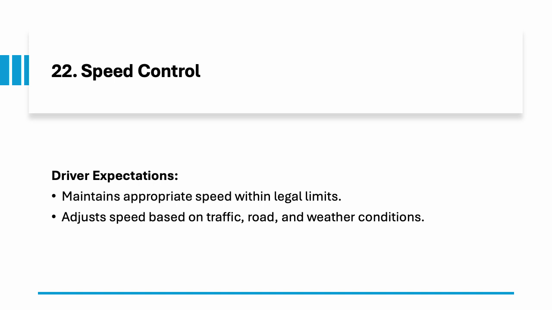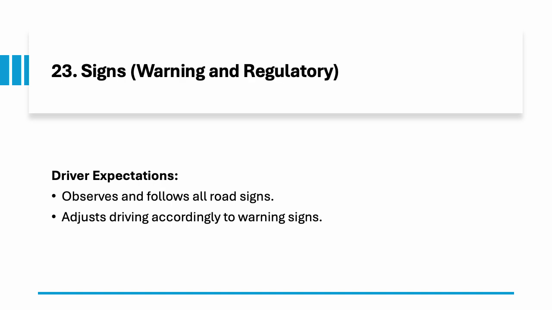Speed control. Driver expectations: maintains appropriate speed within legal limits. Adjusts speed based on traffic, road and weather conditions. Signs. This contains warning and regulatory signs. Driver expectations: observes and follows all road signs. Adjusts driving accordingly to warning signs.